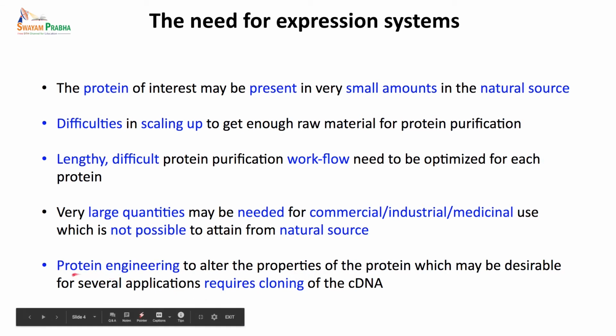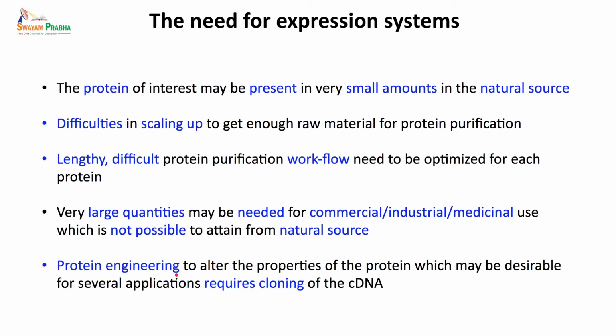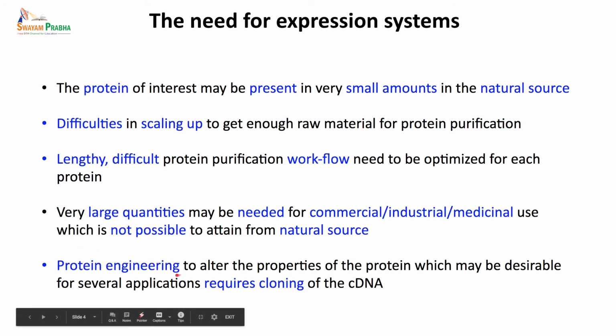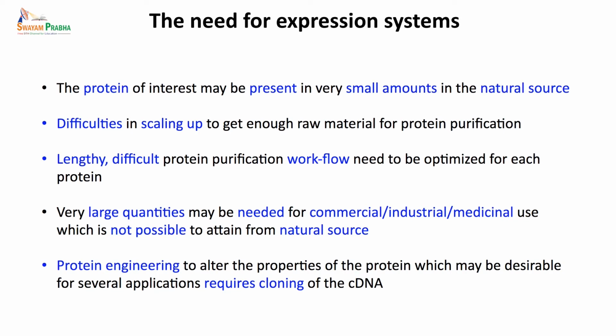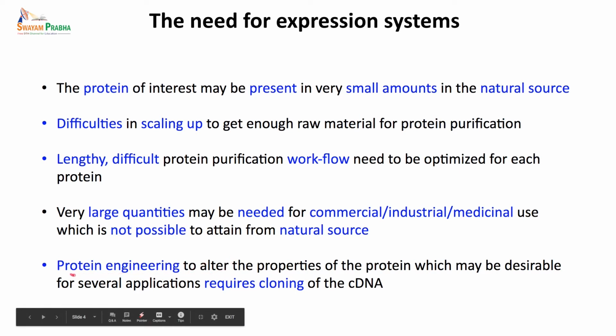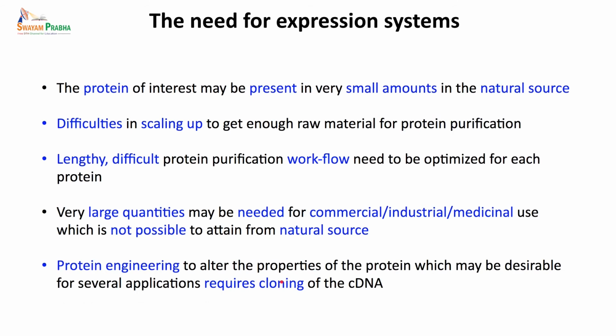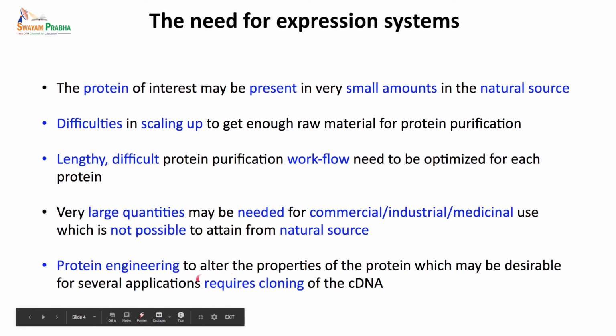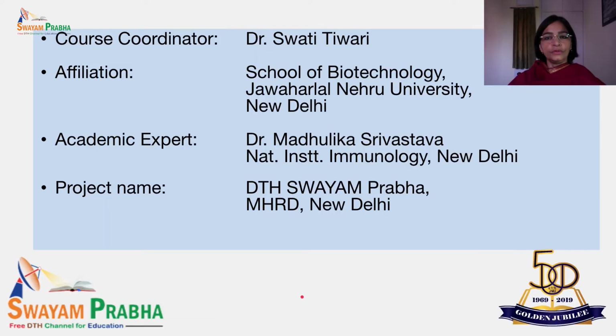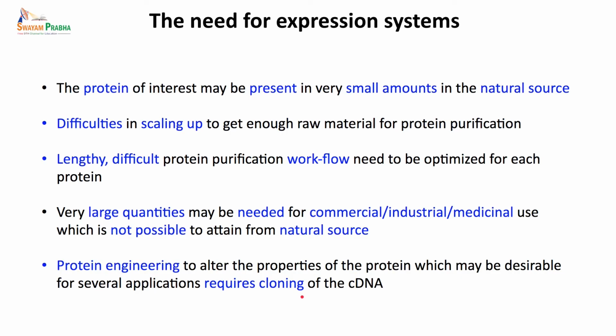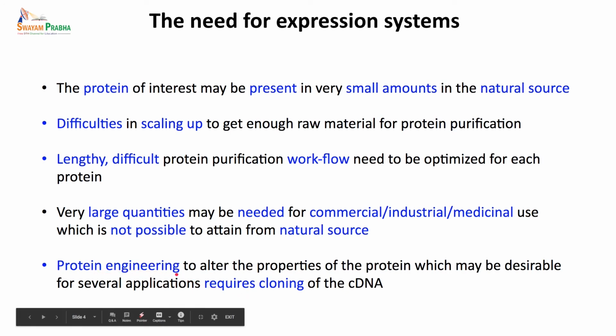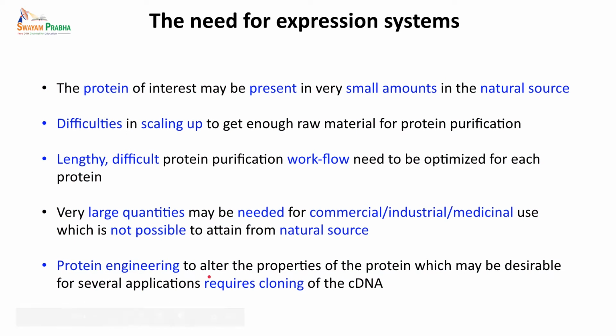And lastly, in case the protein needs to be altered in some way by protein engineering, so you may want to either change the specificity of binding, increase the binding, decrease the binding, or delete certain portions of the protein, and so on and so forth. Then for that you cannot really do it directly in the natural host at a large scale. So you need to first clone this gene which codes for this protein, and then you can do the protein engineering on that cDNA clone and then express it and use it for whatever purpose you desire.